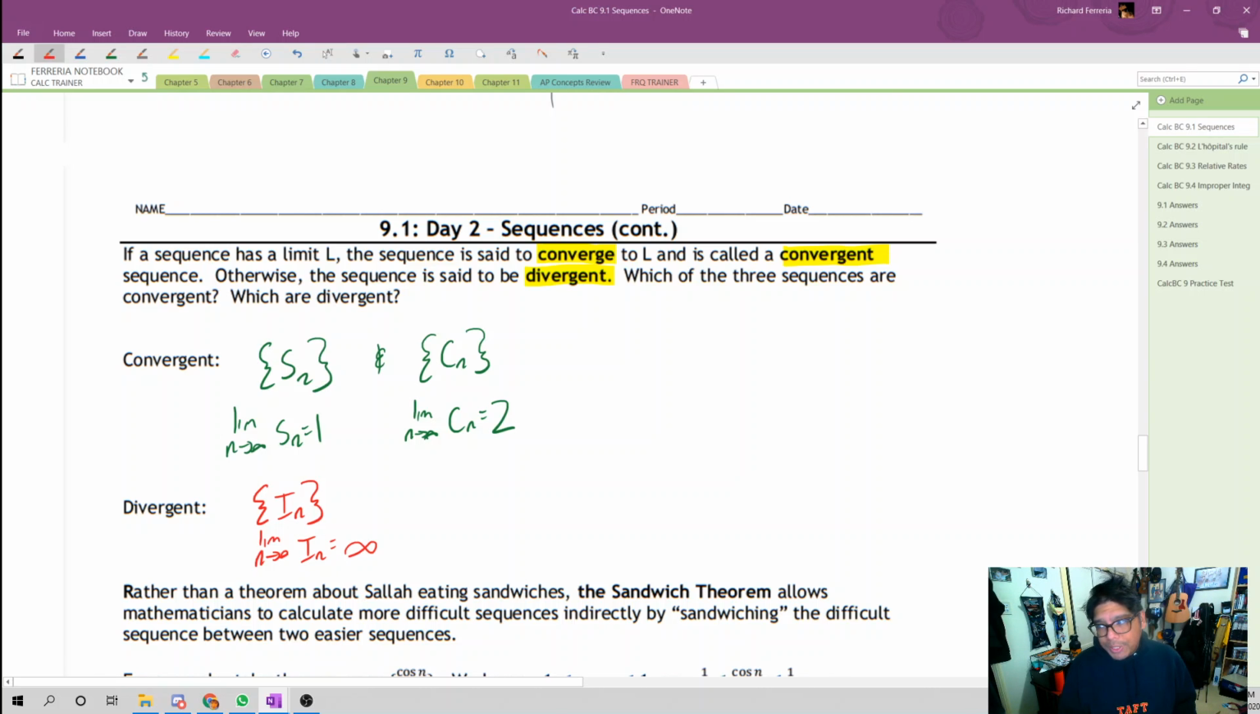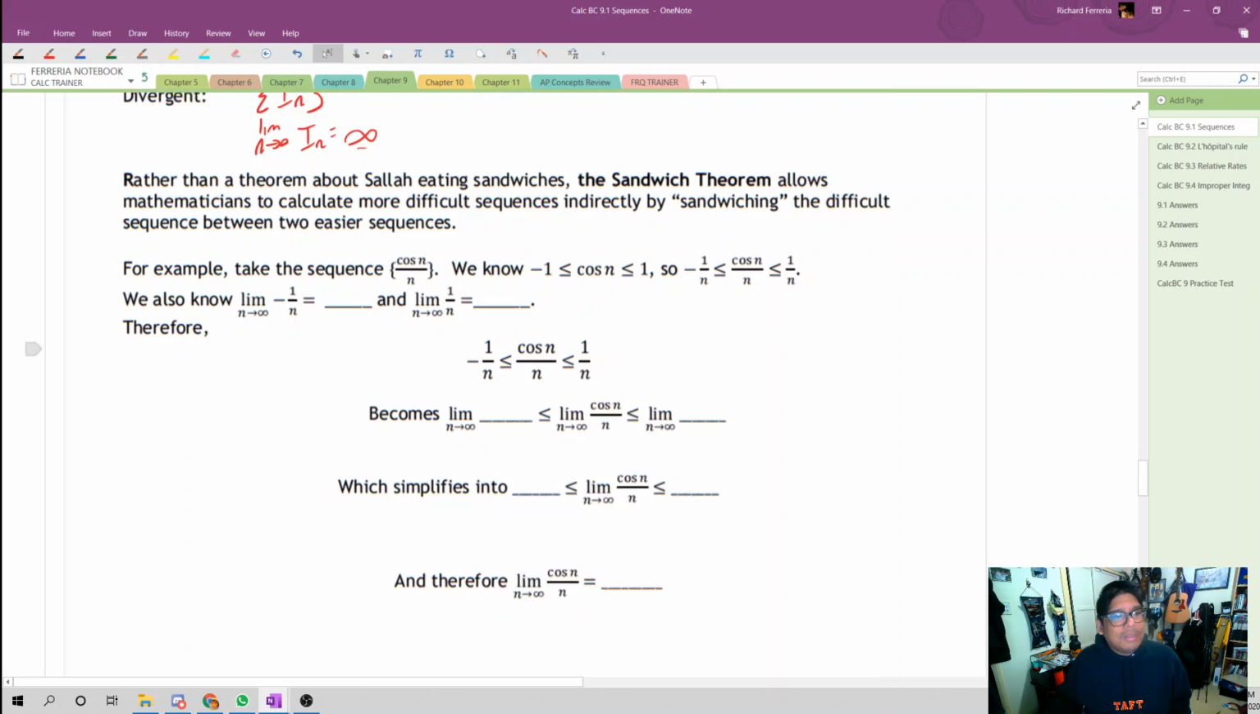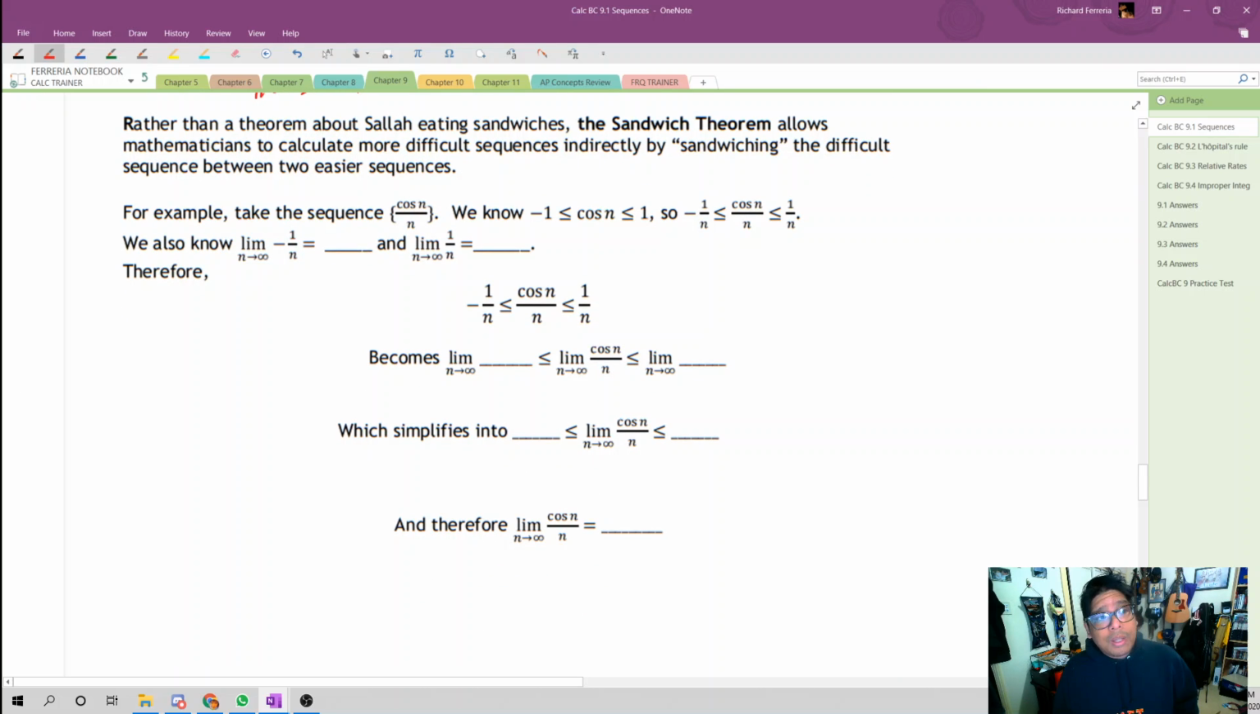So just comparing what we see here, we can see the difference between convergent and divergent. And if you don't see it, yeah, look here. Now, this is kind of cutesy, but rather than a theorem about Sala eating sandwiches, the sandwich theorem allows mathematicians to calculate more difficult sequences indirectly. And that's the key: indirectly evaluating sequences, by sandwiching the difficult sequence with two easier sequences.